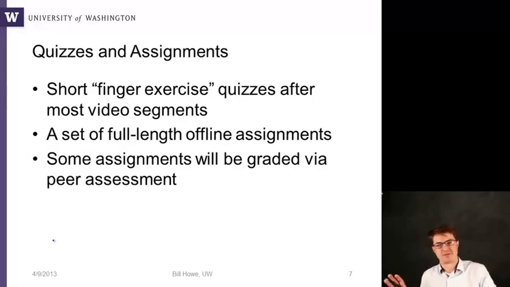The assignments will, we'll have short online quizzes during the lectures, of which you've already seen some. These finger exercise quizzes. There will be a set of full-length offline assignments, as I mentioned, and some of the programming assignments will be graded automatically. Some of the assignments that don't lend themselves to auto-grading will be assessed using the peer assessment tools. So an example of that is you're going to write up a description of your Kaggle solution in addition to submitting your score for the Kaggle competition, and other students are going to grade whether it's comprehensible or not. Okay.